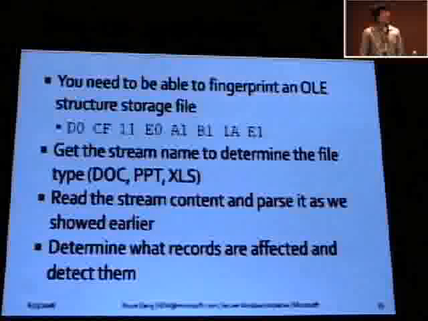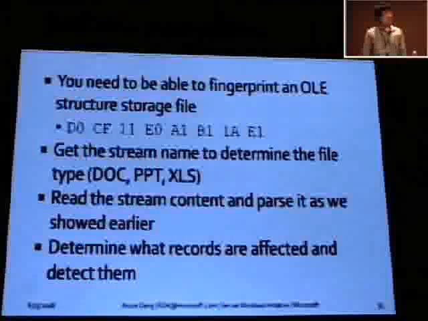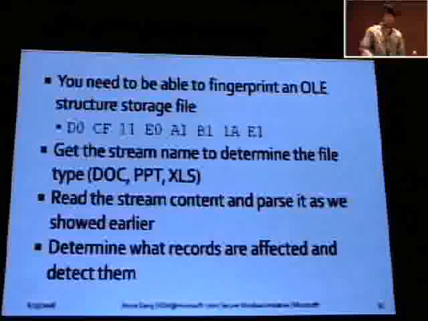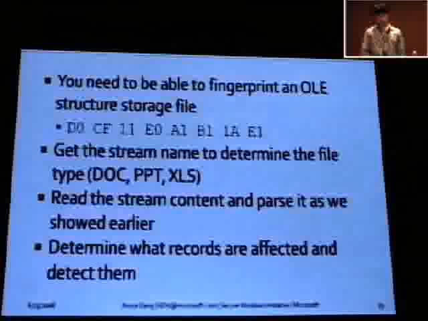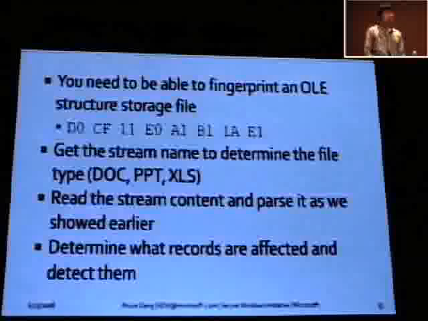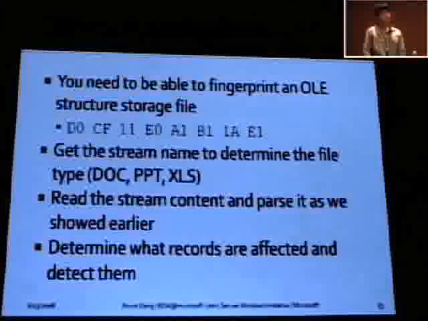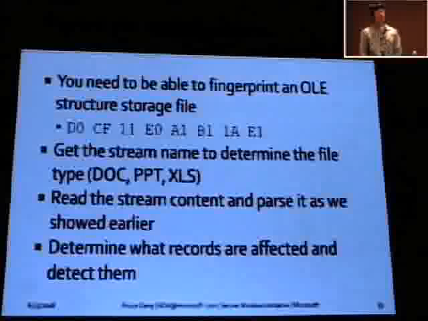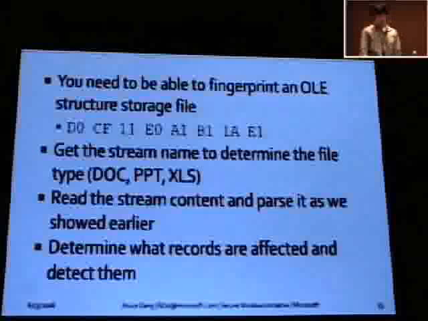And then, if you have time, you have to figure out which records are affected. Basically, if you do generic detection, you get a lot of false positives. In order to get very accurate detection, you need to figure out what BIFF records or what PowerPoint containers/atoms are affected so that you can detect the bad values, to be more accurate and not have false positives.